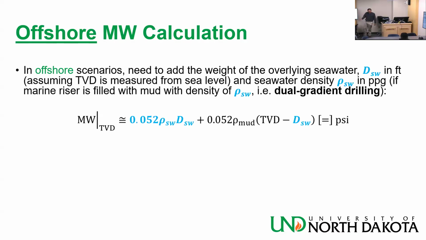Okay, this is the trick. It sort of cancels out the pressure from the water. In that case, you're going to use this equation here: 0.052 rho SW times DSW plus 0.052 rho mat times (TVD minus DSW). And that's assuming that you make the measurement of the depth from the platform. What if you don't? Then that would be just TVD.